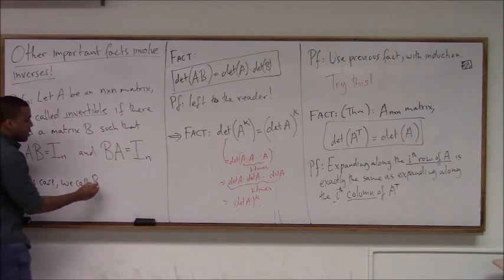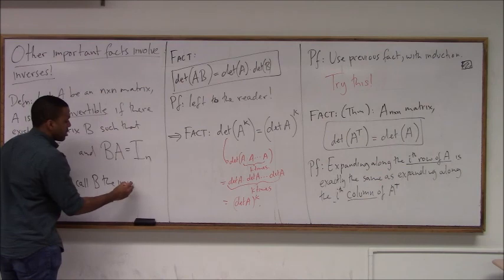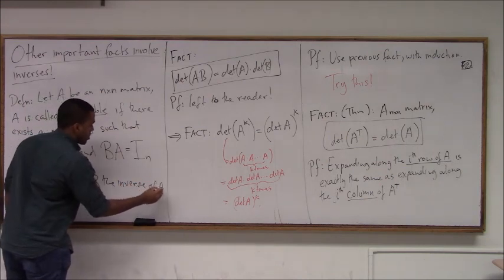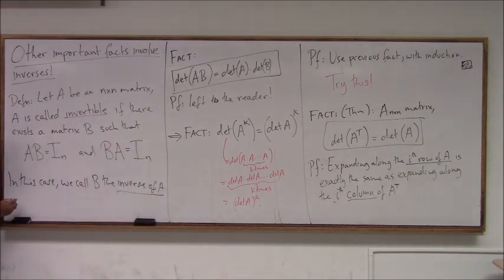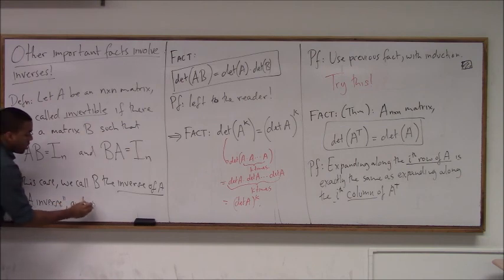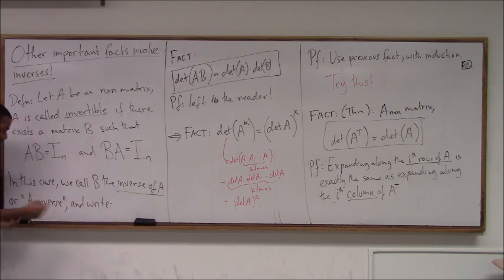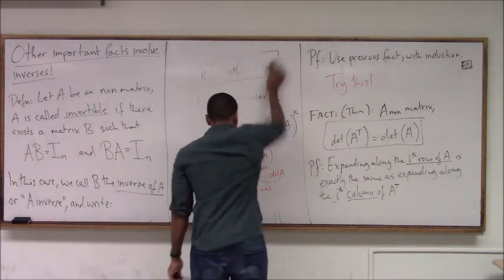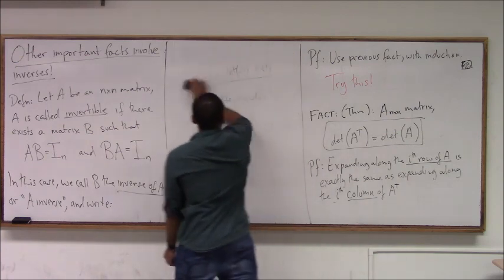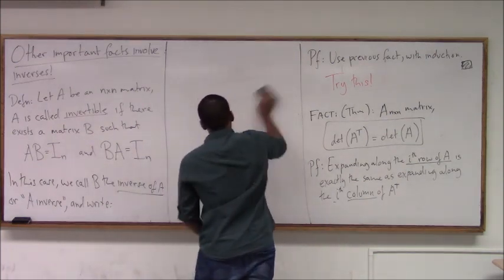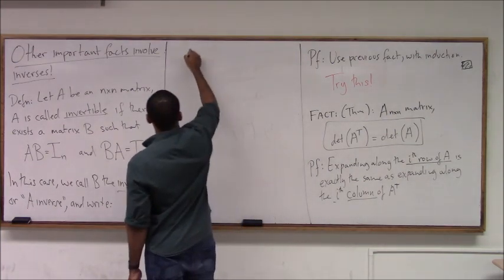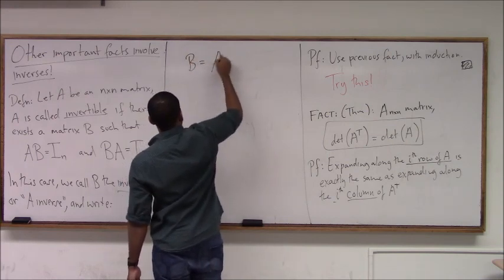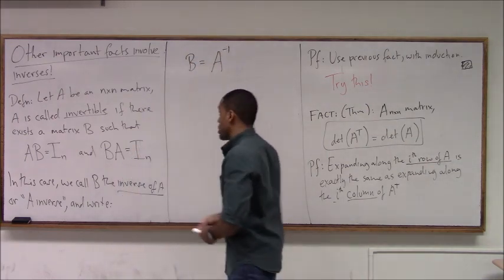In this case, we call B the inverse of A, or colloquially, we'll just say A inverse. B equals A to the minus 1. So this is the notation.